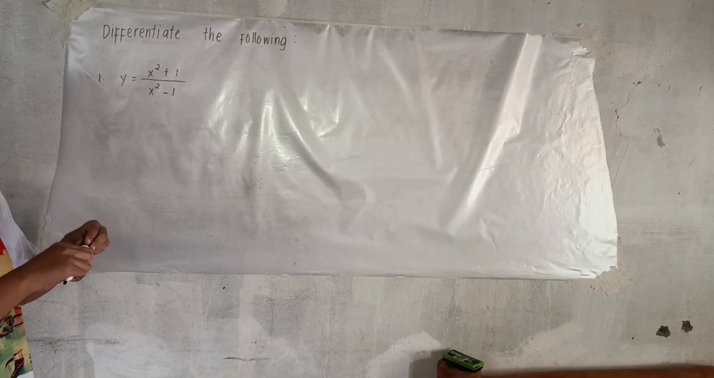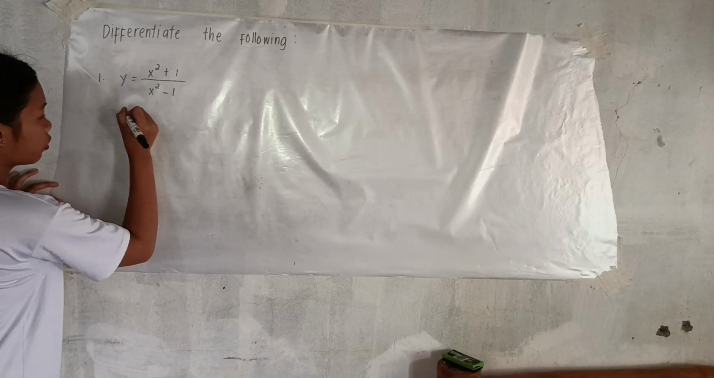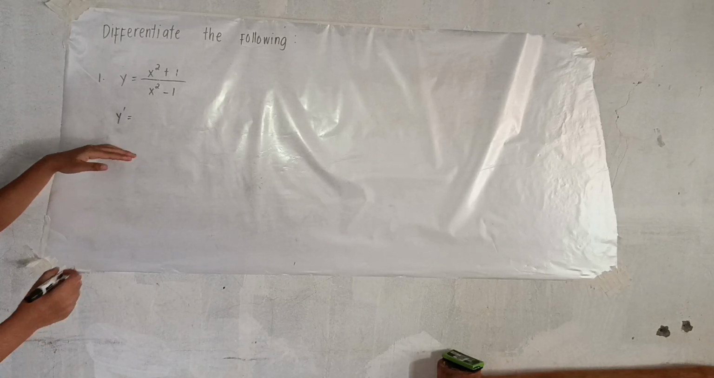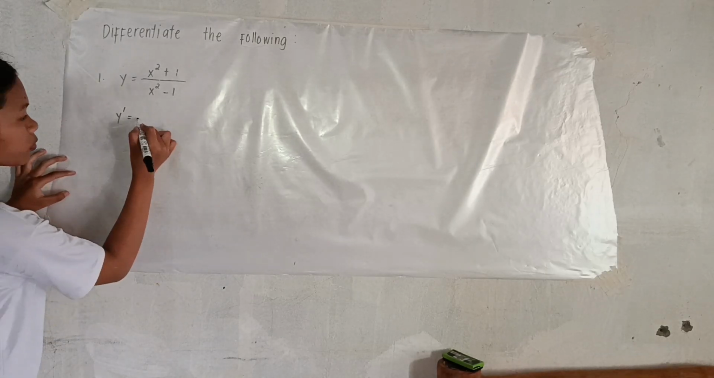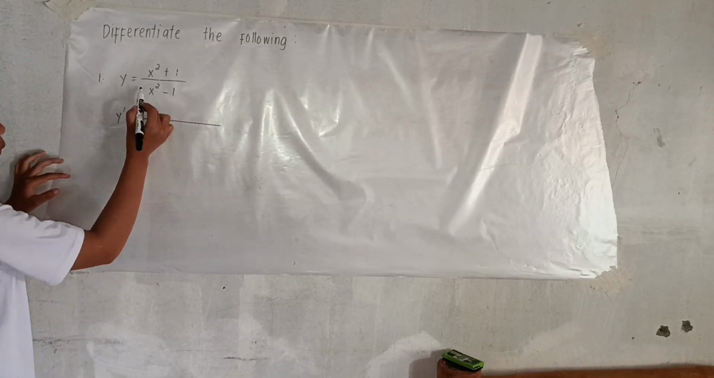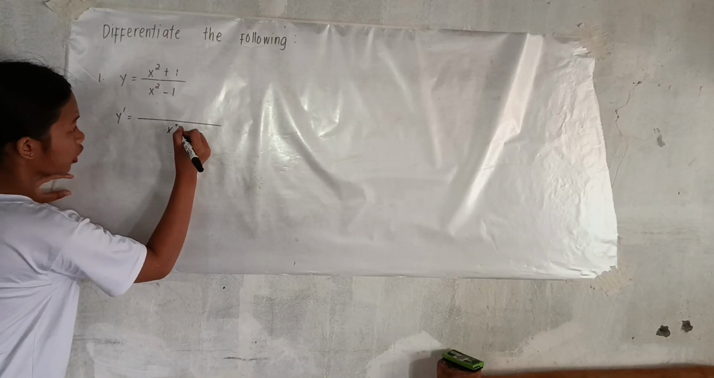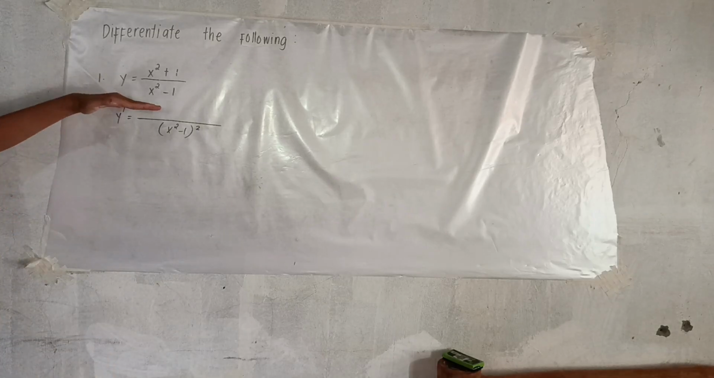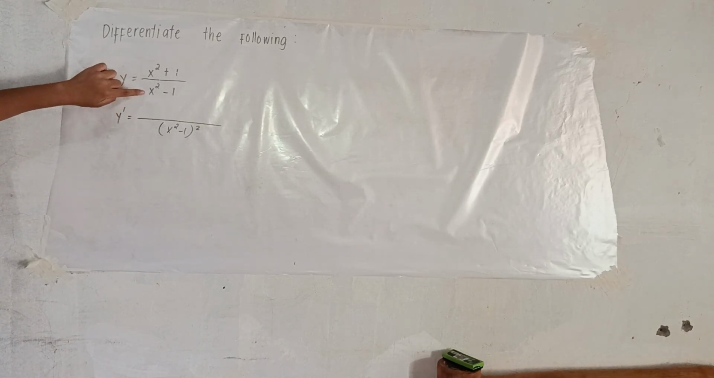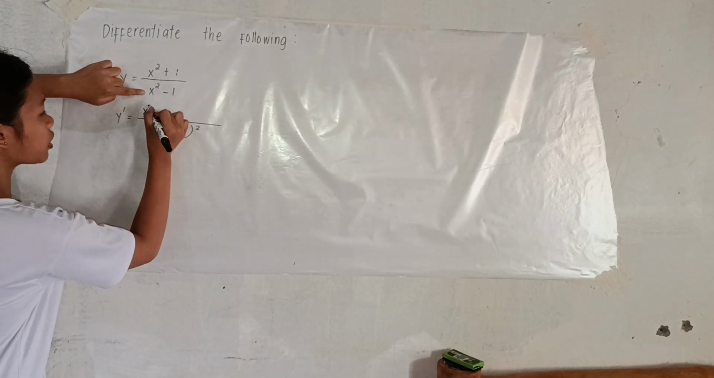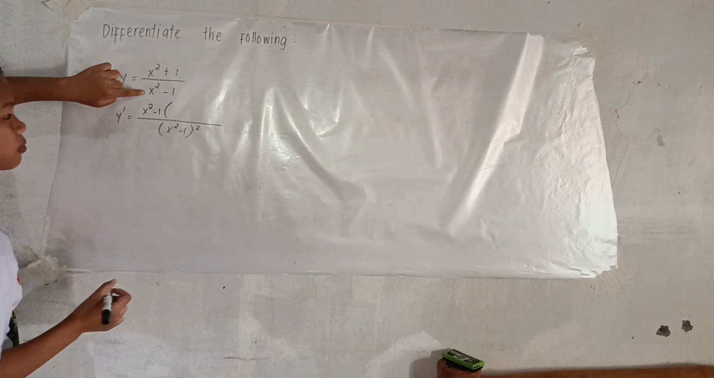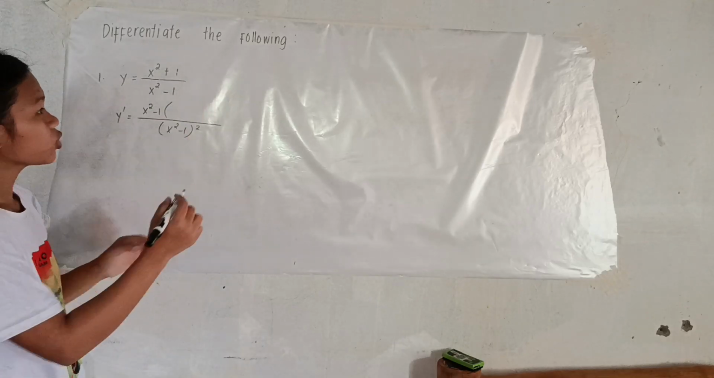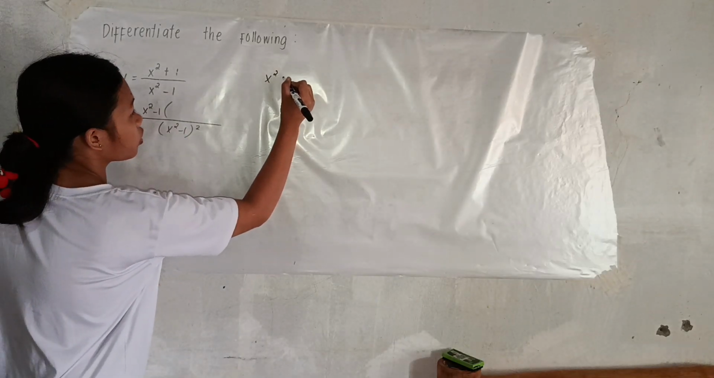So, let us proceed to solving. We have y prime, because we are looking for the first derivative. The denominator is x squared minus 1, squared. Then in the numerator, we have to copy the denominator times the derivative of the numerator. So, the derivative of the numerator, x squared plus 1.